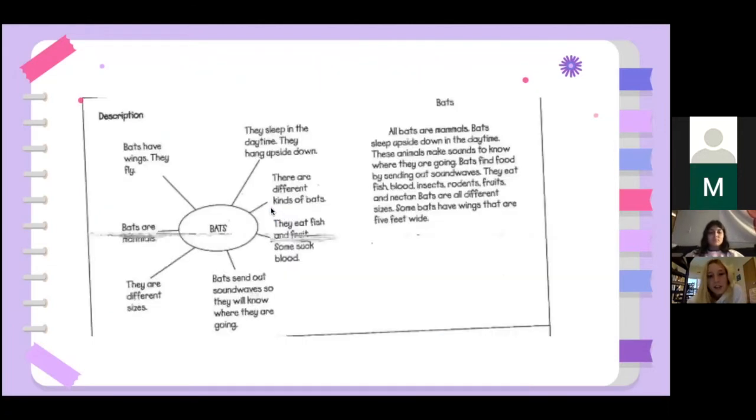And here's a little example of the description structure. In the middle, they have the topic, bats, and they describe it with the little spider legs on the side.